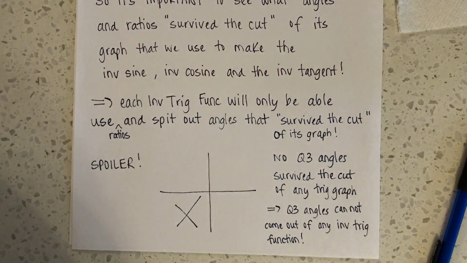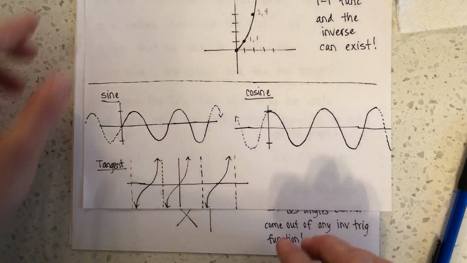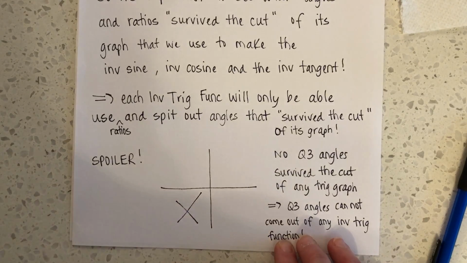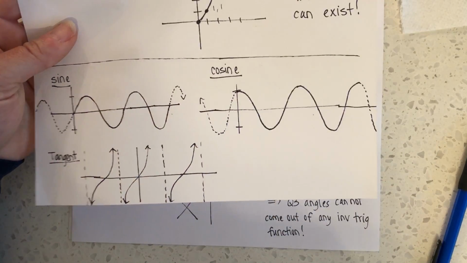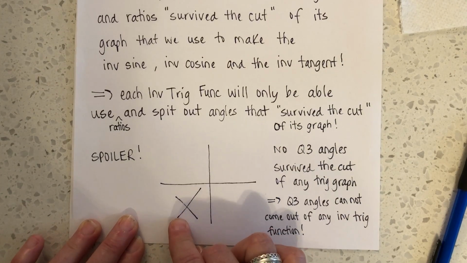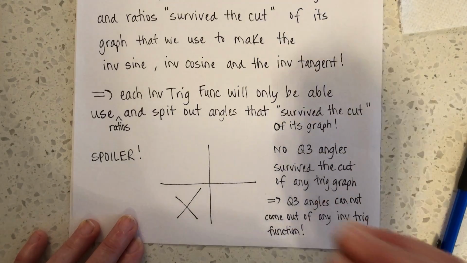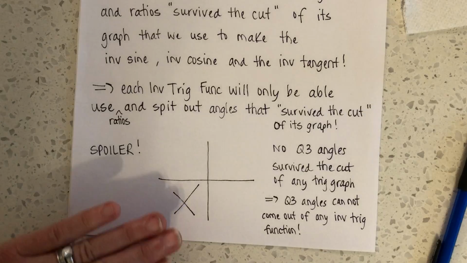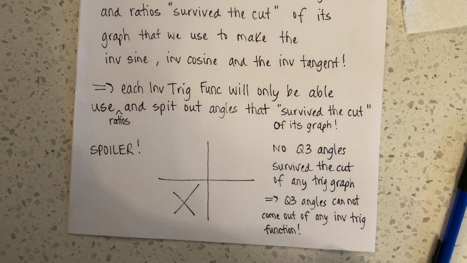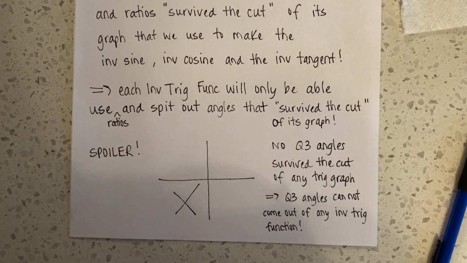When we start chopping up these graphs to only keep sections of them and make the inverse exist, quadrant 3 angles never survive any of these cuts. So no inverse trig function will ever spit out an angle that landed in quadrant 3. It will not be in their domain. It will have not survived the cut. So just keep that in mind. Quadrant 3 angles are off limits when it comes to the inverse trig functions. And the more we work with them, you'll see how quadrant 3 angles just never get used. They never come out of an inverse trig function. None of them survived the cut of the graph.